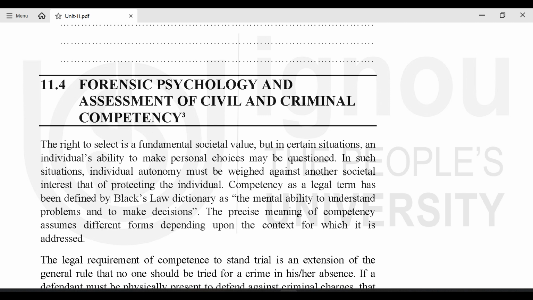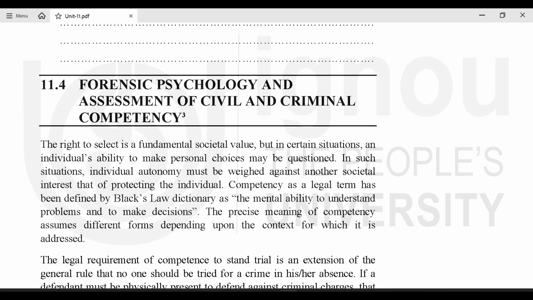11.4 Forensic Psychology and Assessment of Civil and Criminal Competency. The right to select is a fundamental societal value, but in certain situations, an individual's ability to make personal choices may be questioned. In such situations, individual autonomy must be weighed against another societal interest, that of protecting the individual. Competency as a legal term has been defined by Black's Law Dictionary as the mental ability to understand problems and to make decisions. The precise meaning of competency assumes different forms depending upon the context for which it is addressed.